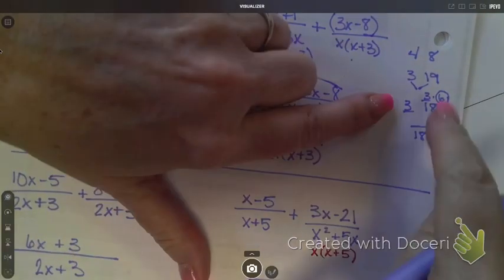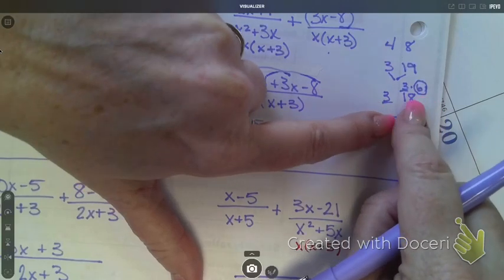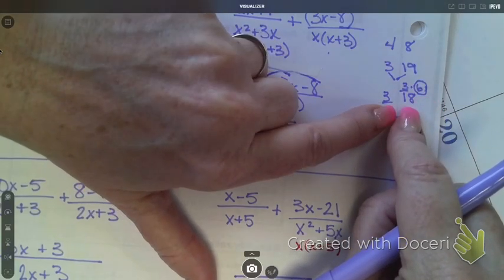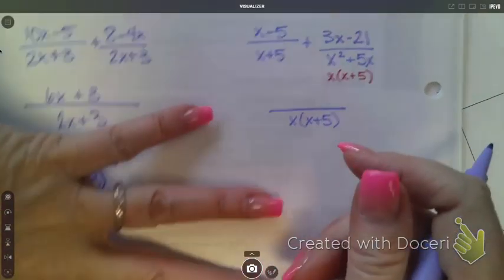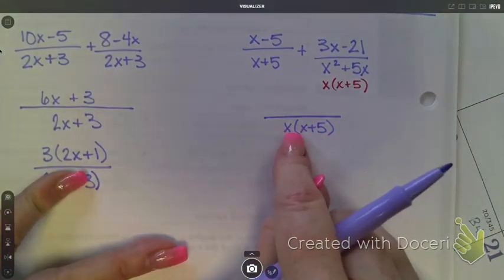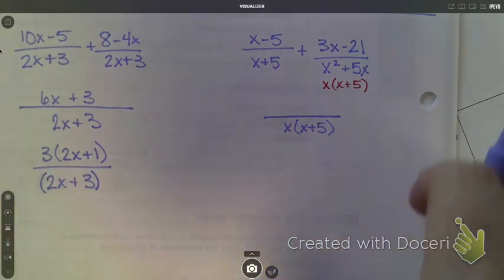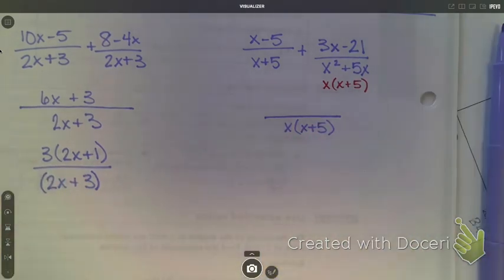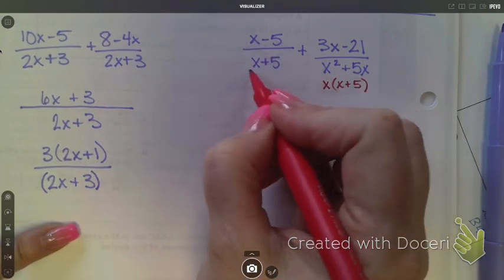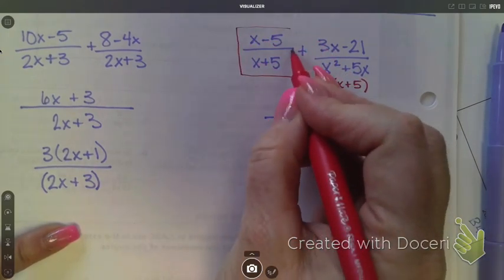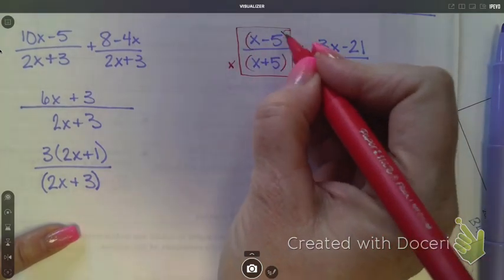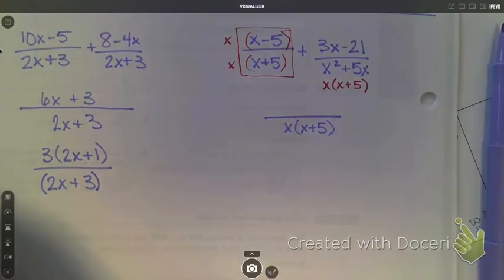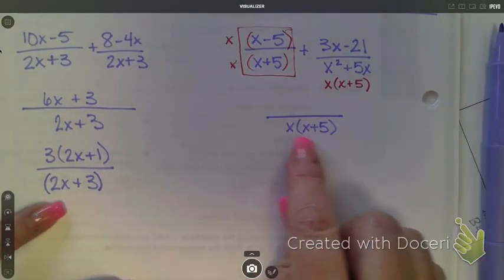Because up here, when we had 3 and 18, wasn't my common denominator 18? Yes. Because 3 was in common, the 6 wasn't. So we want multiples, so bigger. If my common denominator is x times x plus 5, what is this fraction on the left missing? An x. So I have to multiply the numerator and the denominator by x. I'm not actually going to multiply the denominator because I just wrote it right here, didn't I? Yes.